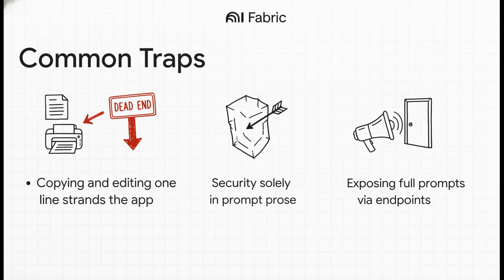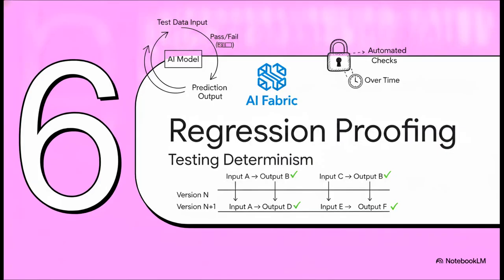Second, placing security solely in probabilistic prompt prose, which, as we just discussed, is a massive vulnerability. And third, exposing full prompts through a public health endpoint. All 3 of these are catastrophic because they completely shatter your ownership boundaries and just recklessly expose your internal system mechanics to the world.